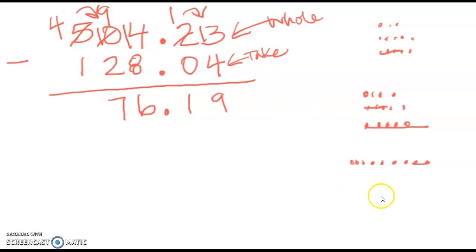Now my hundreds, same idea. 4 hundreds. I'm taking away 1. I can do that. I have 3 hundreds left. So my difference between 504 and 23 hundredths minus 128 and 4 hundredths was 376 and 19 hundredths. Numbers are not always written that way already for us. So I'm going to just give you another example to support you for your work today.